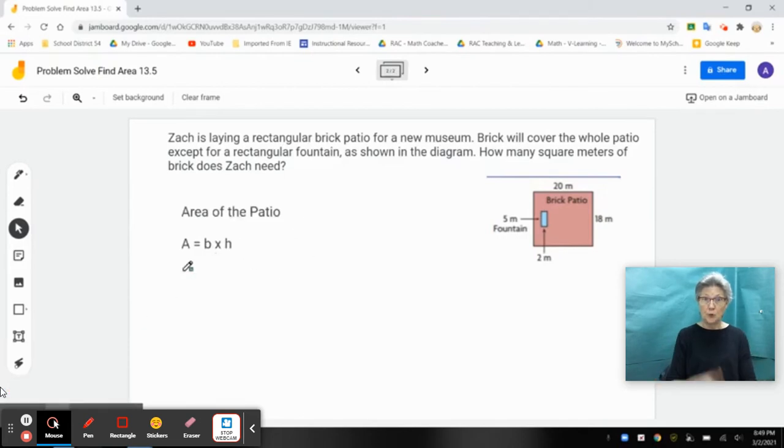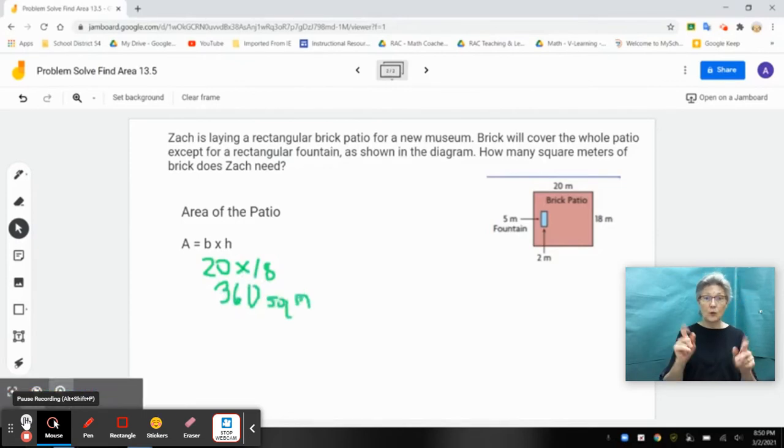Do we know the area of our patio? Not yet. Do we know our base? Definitely, it's 20. Do we know our height from our diagram? We do indeed. It's 18 meters. And when I multiply 20 times 18, we get 360 square meters.